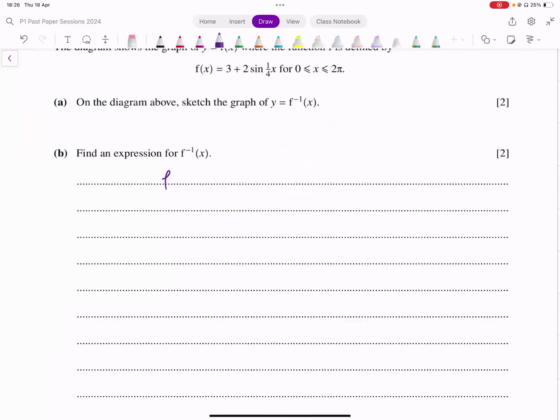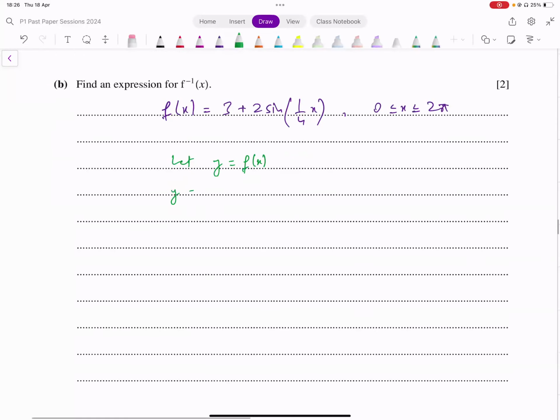Find an expression for f inverse of x. Now, you have f of x equal to this. F of x is 3 plus 2 sine of 1 over 4 times x, and the domain is from 0 to 2 pi. How do you find the inverse of this function? Well, you just follow that standard process. Let y equals f of x, and that's going to become y equals 3 plus 2 sine of 1 over 4x.